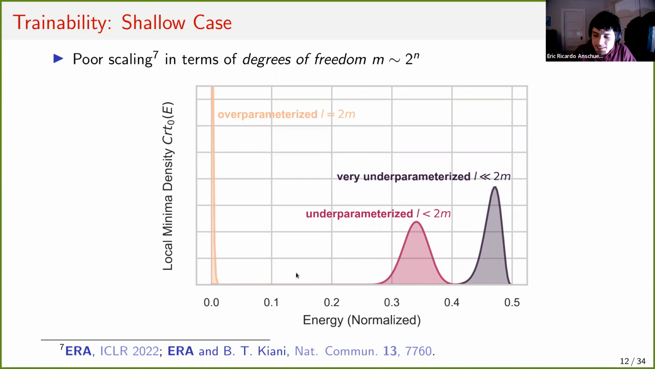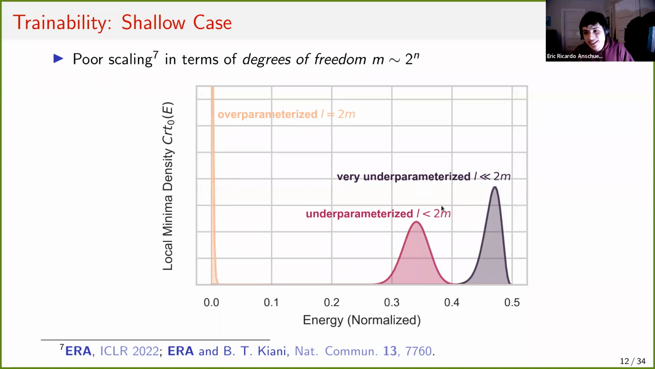So this is a histogram of local minima as a function of energy. And when L is less than M, it's in the so-called underparameterized phase. So all of these local minima are really far from the global optimum. But then suddenly, when you hit a number of parameters that's equal to M, all of your minima are concentrated at the global minimum. So suddenly, it's very trainable.